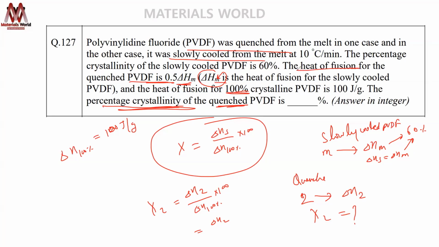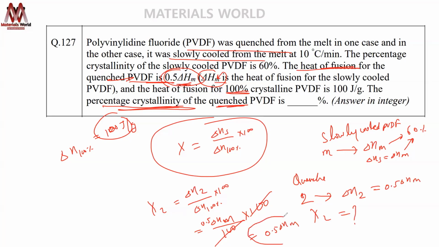It's telling that the enthalpy of fusion for the quenched one is 0.5 times delta Hm. So delta H2 is 0.5 times delta Hm. Okay, so I can use 0.5 times delta Hm by delta H100, which is already given as 100, into 100. It's going to cancel out, of course. So the percentage crystallinity is 0.5 delta Hm.